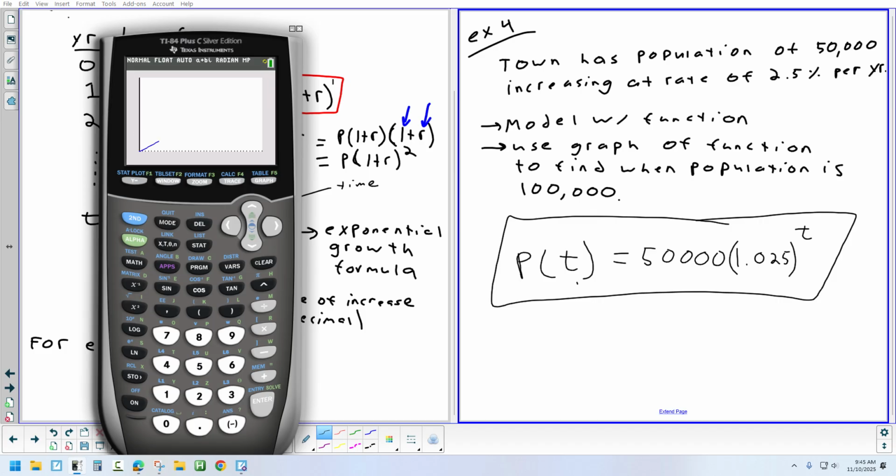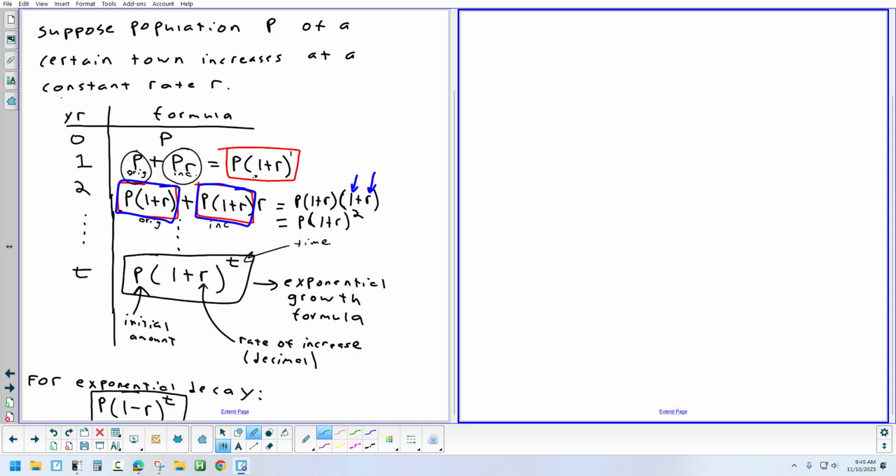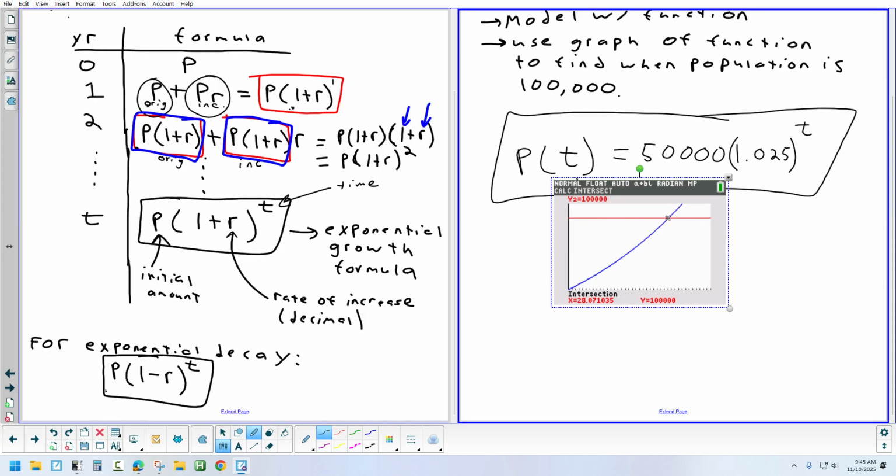Okay, so here's the population. And you'll start to see it is a curve. It's not a straight line. But it's not a huge percentage. It's 2.5, so it's not as much of a curve as we're used to seeing. And then we just have to calculate the intersect. There you go. So it's going to take about 28.07 years for the population to double. Any question on that?